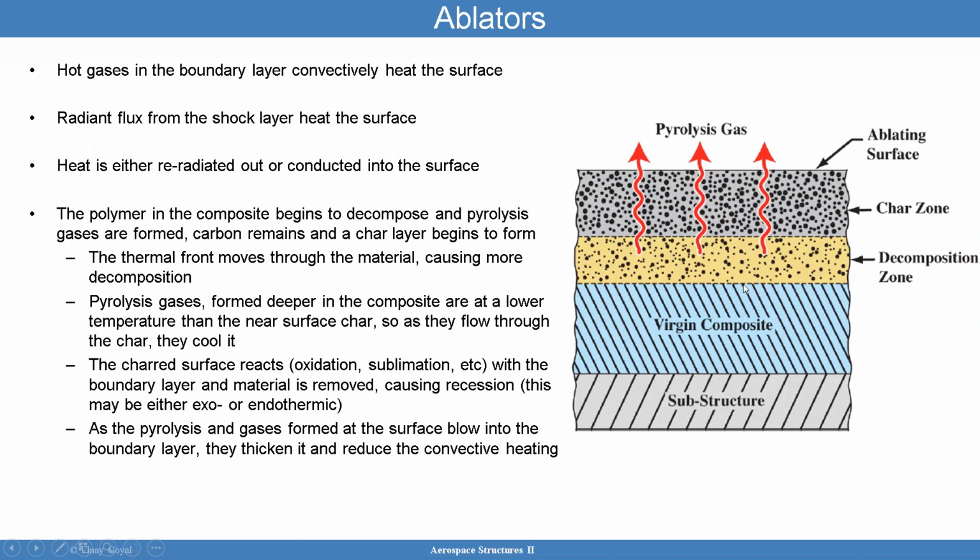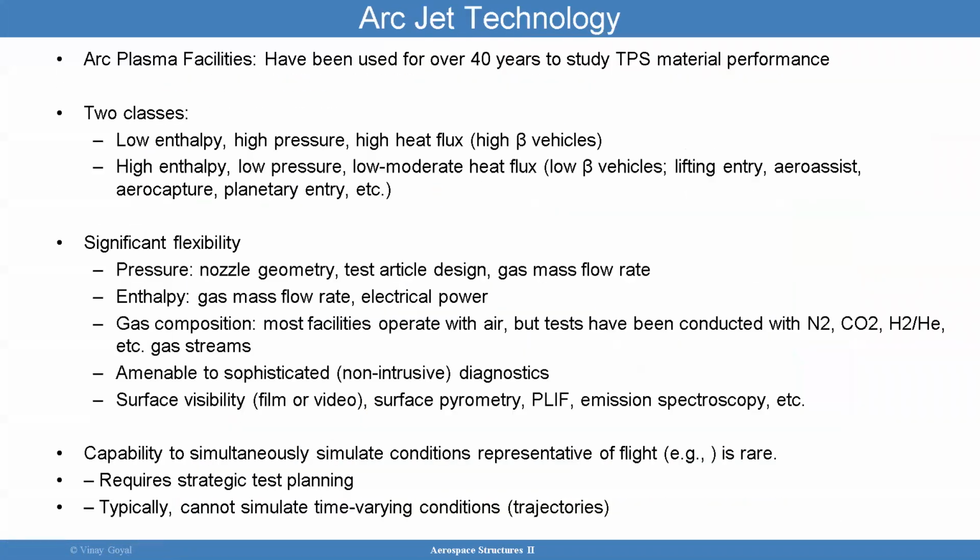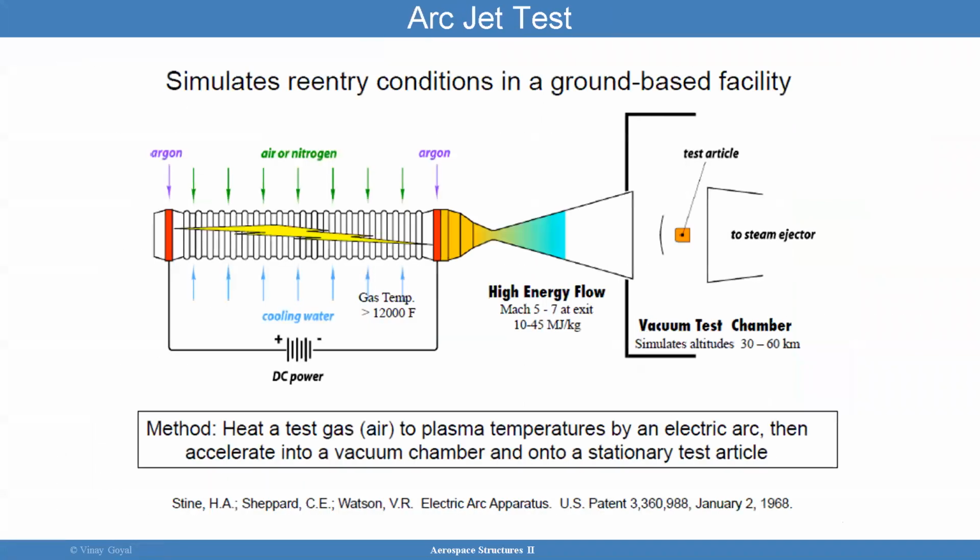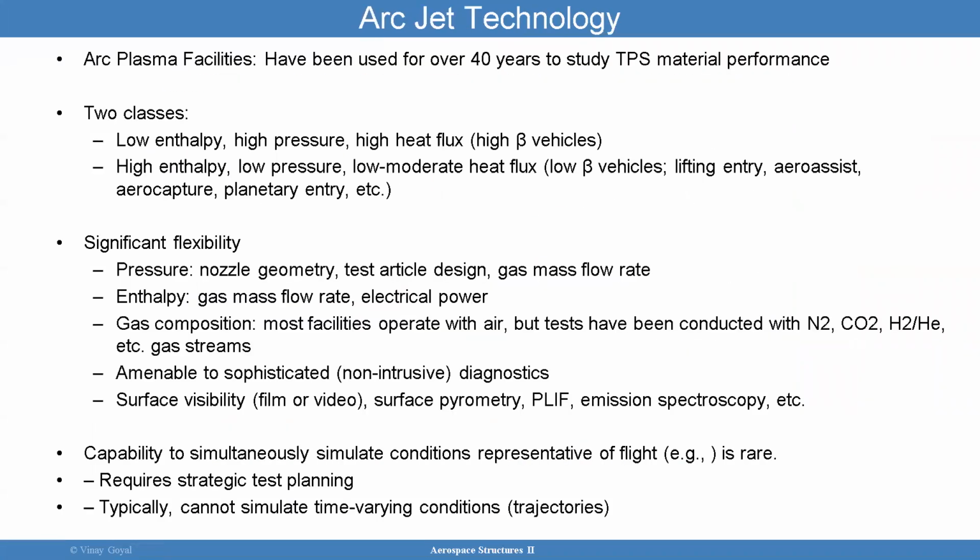And I don't want to get there. I don't want to lose mechanically this material, because now the heating gets applied directly into the virgin composite, which now will accelerate damage into the substructure. So we don't want to do that. We want to keep the char layer as intact as possible to be successful moving forward.